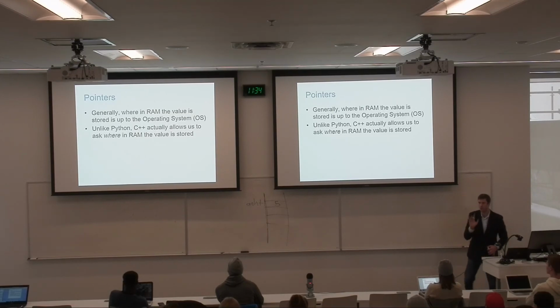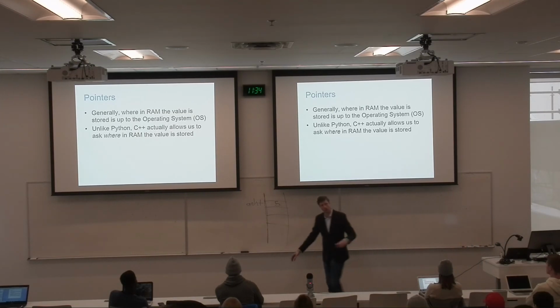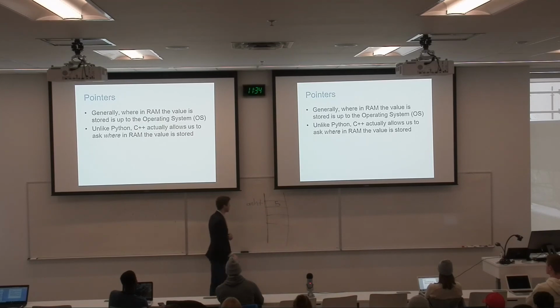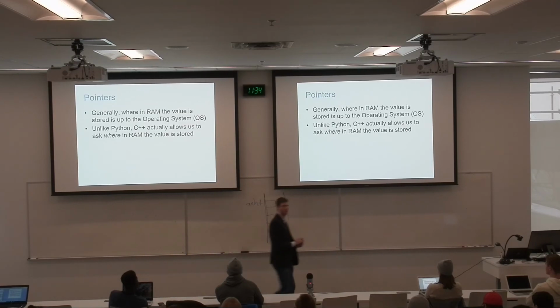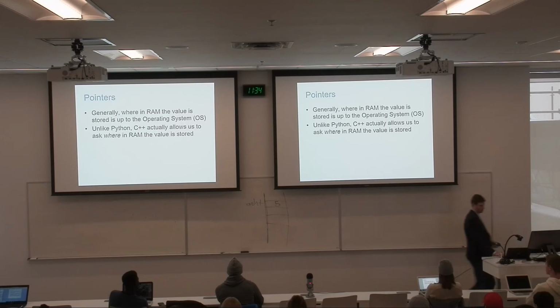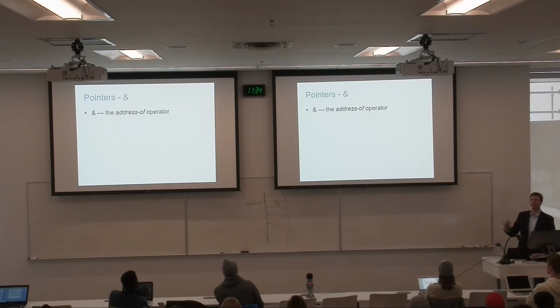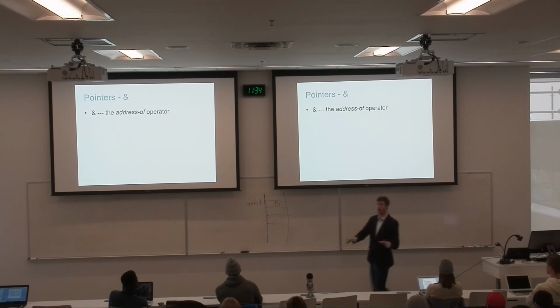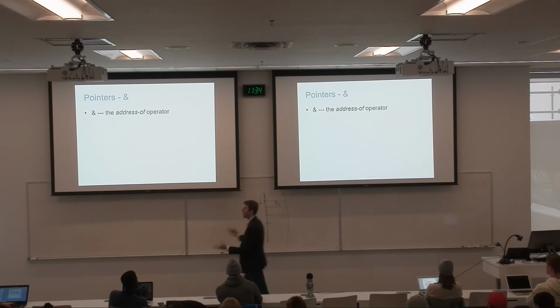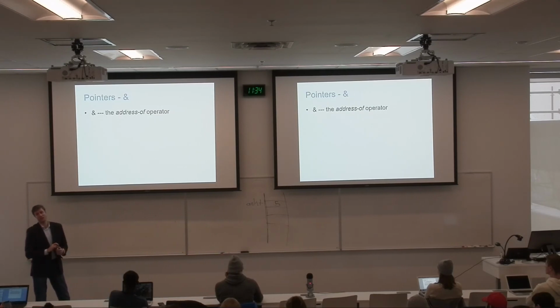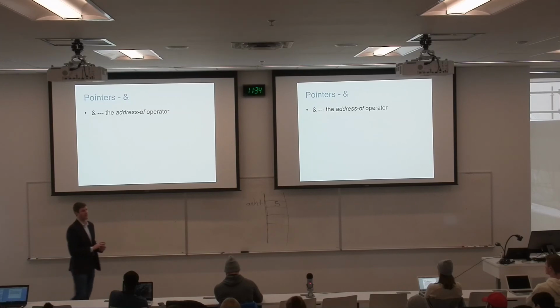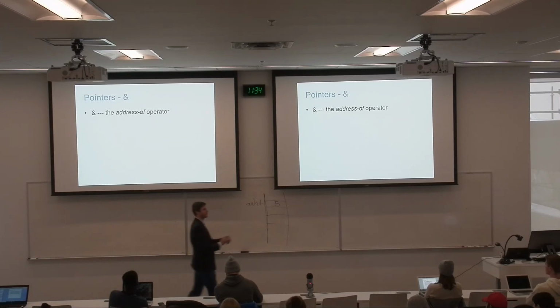I can ask the computer, okay, you just made a variable called init, it's an integer, and it's got the number 5 in it. But where is that? I want to know where that is. So we can ask that question. We use the ampersand. Now, the ampersand, depending on its context, means address of. Ampersand is used a lot, and it will mean different things in different contexts. But this is going to be one of the uses of it.